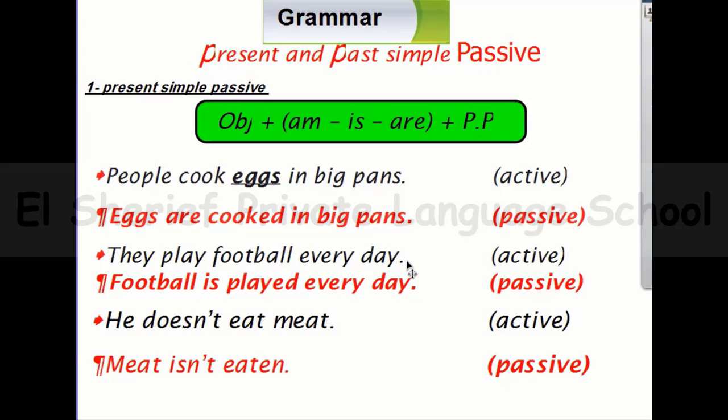Number 2, they play football every day. We will start with football because it's the object, and is, and played is the past participle, and complete the sentence. He doesn't eat meat. When we turn it to the passive, it will be meat isn't eaten.